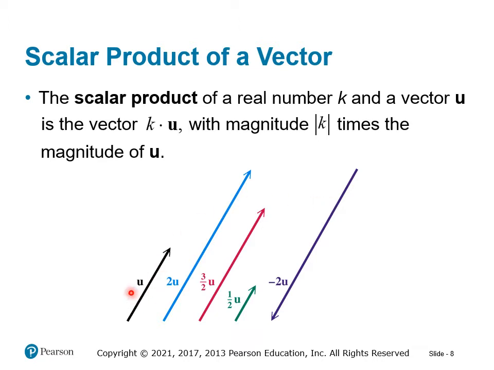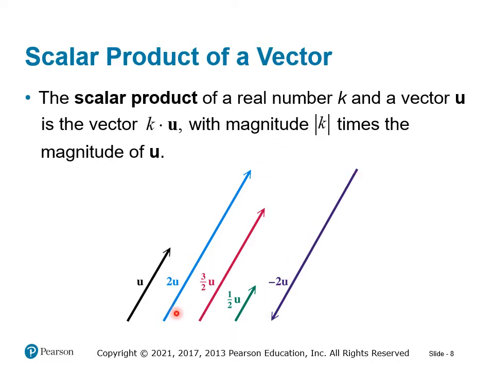So if we had u, you can see is this black vector. If we had 2u, then it would be going in the same direction, but it would be twice as large. 3/2 u is 1.5 times as large. Half u is half the size of the vector u. And you can see that those three vectors are all going in exactly the same direction. They're all parallel.